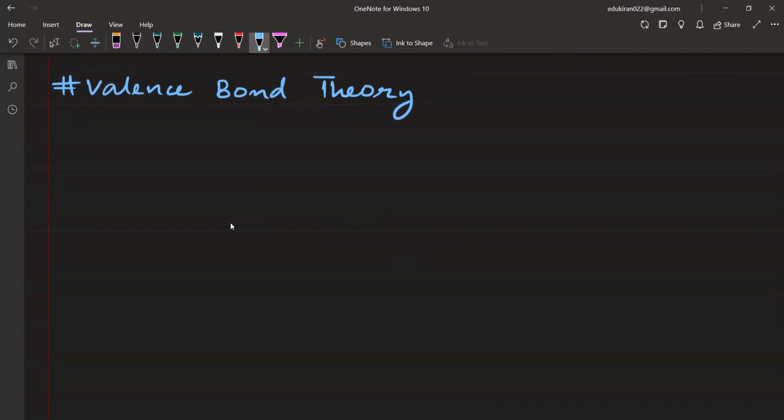Basically, the valence bond theory depends on the hybridization, which dictates the geometry of that particular coordination complex. So for example, write this table: coordination number, then what is the hybridization for this, and with respect to this hybridization, what is going to be the geometry of the complex.